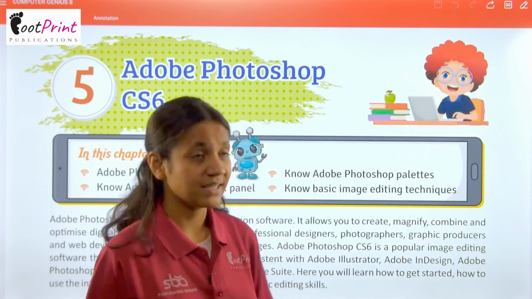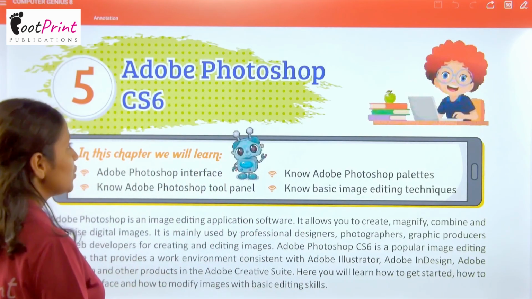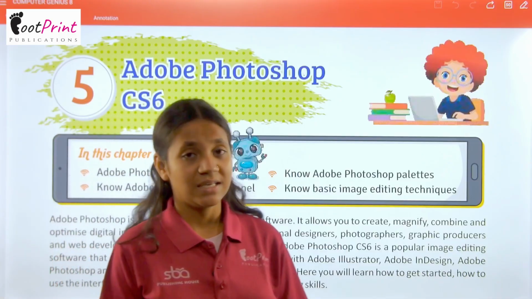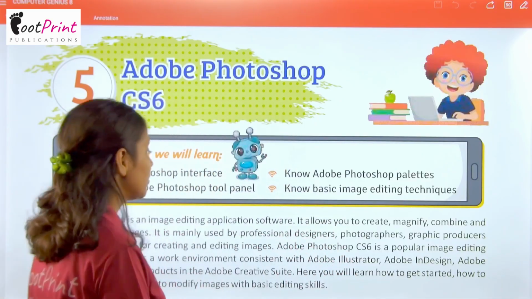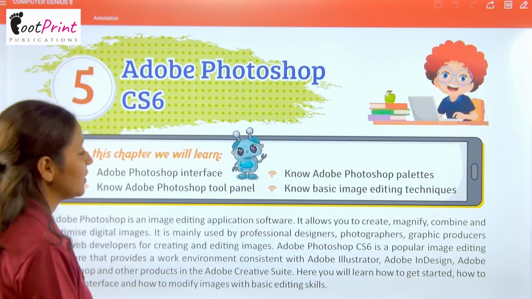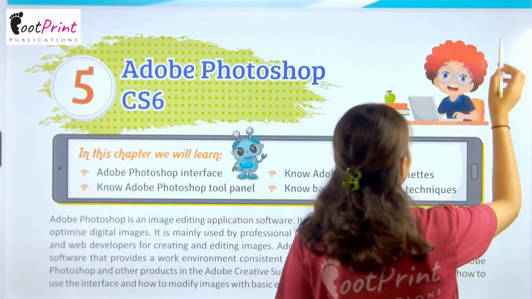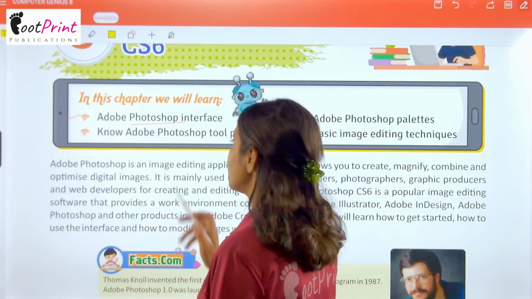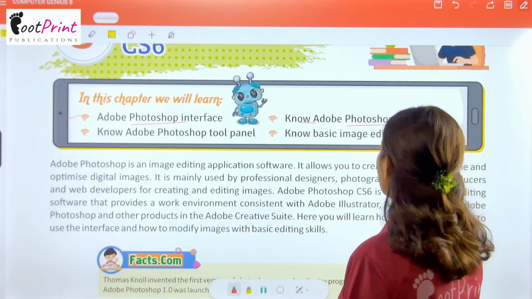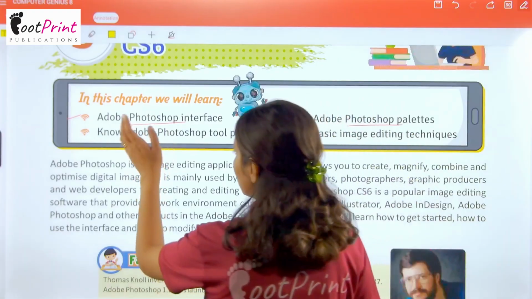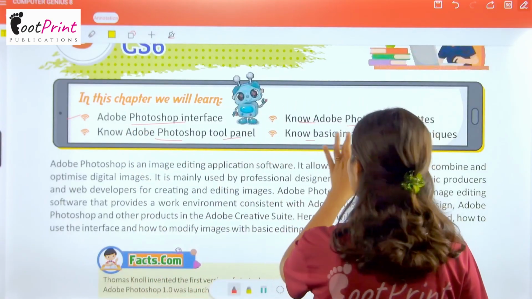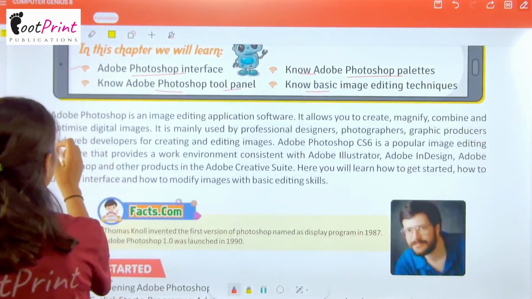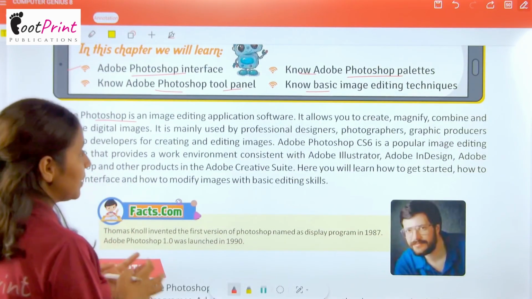And the name of our chapter is Adobe Photoshop CS6. So, this is basically our application in which we have so many features which help to edit so many images. So let's start our chapter. In this chapter, we will learn the Adobe Photoshop interface, Adobe Photoshop palettes, the Adobe Photoshop tool panel, and basic image editing techniques. So, Adobe Photoshop is an image editing application software.